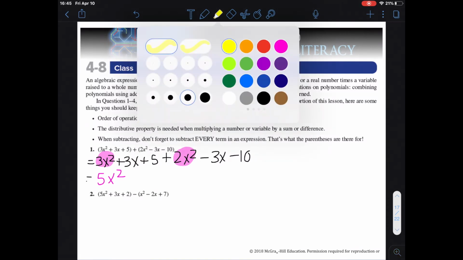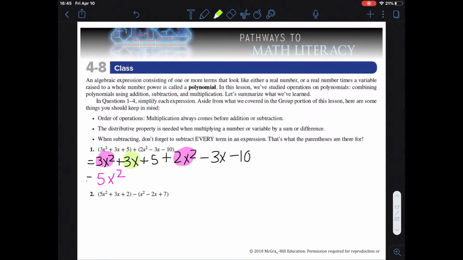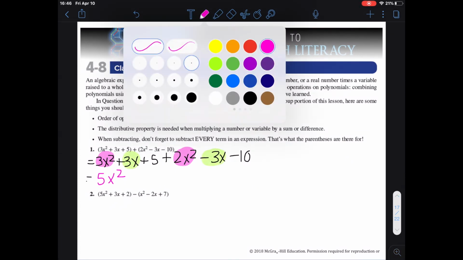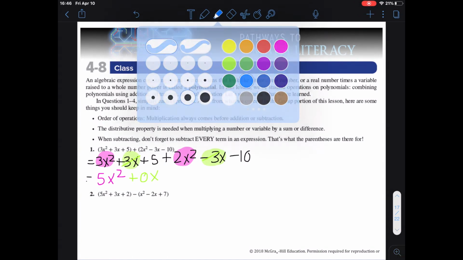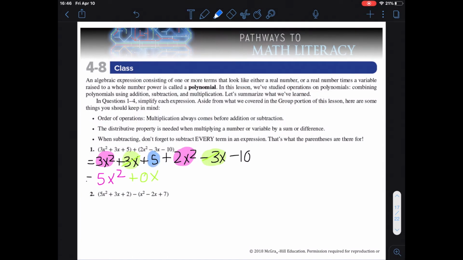Then if we look at the next term, we've got 3x. We're subtracting 3x. Those really end up canceling. So you could write that you have 0x, but you don't need to. They just disappear. And then finally, we have plus 5, we have minus 10. So if you combine those two, you have minus 5 in total.